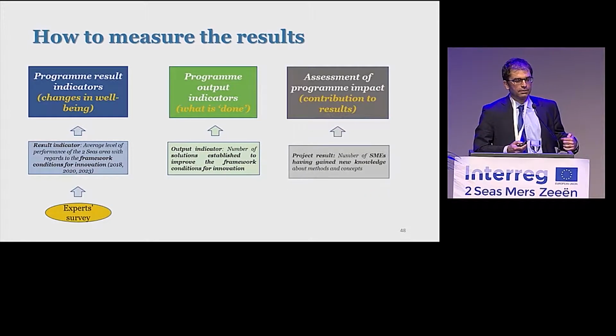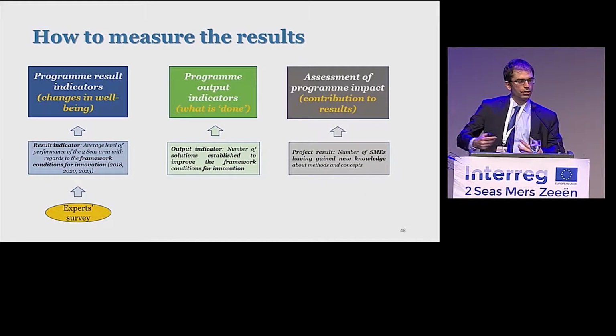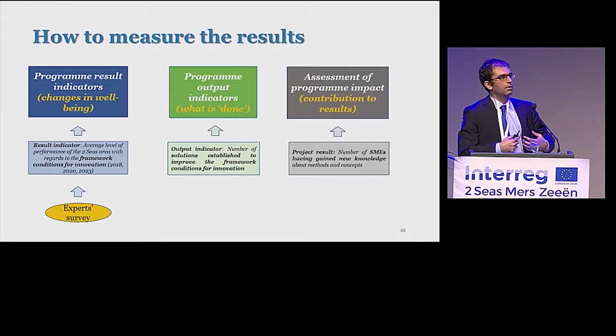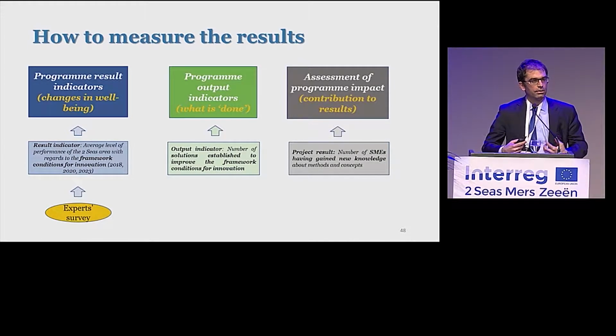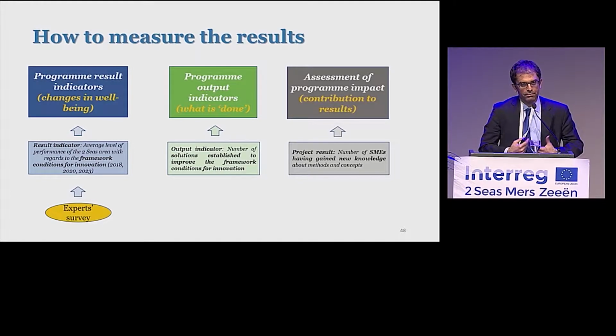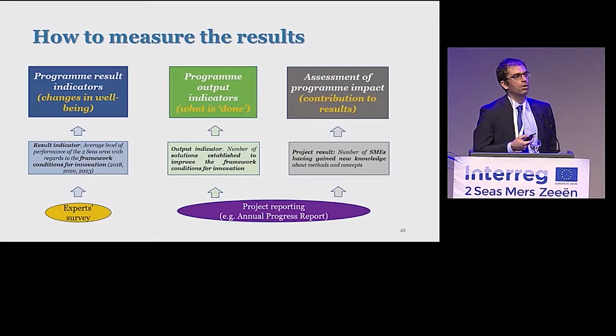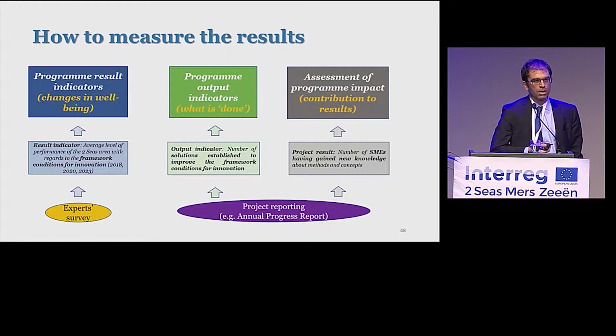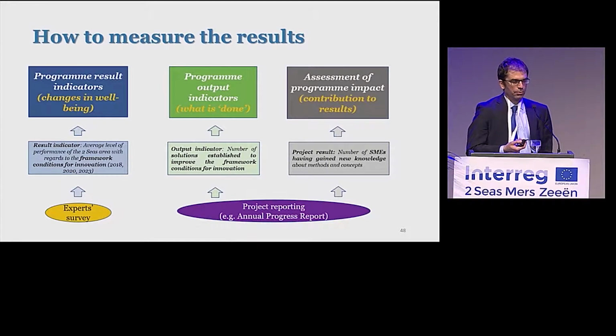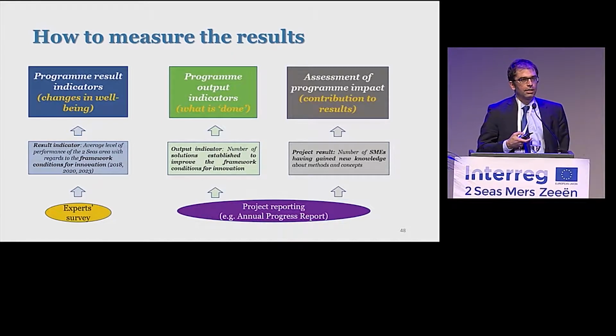And there are also the project results, which are information provided by the project on the effects of the project activities on the change, due to their concrete activities and outputs. Project results and project outputs come from the project activities, as I said. So, for instance, from the annual progress report. But as you can see, for these three pillars, there is a big difference.